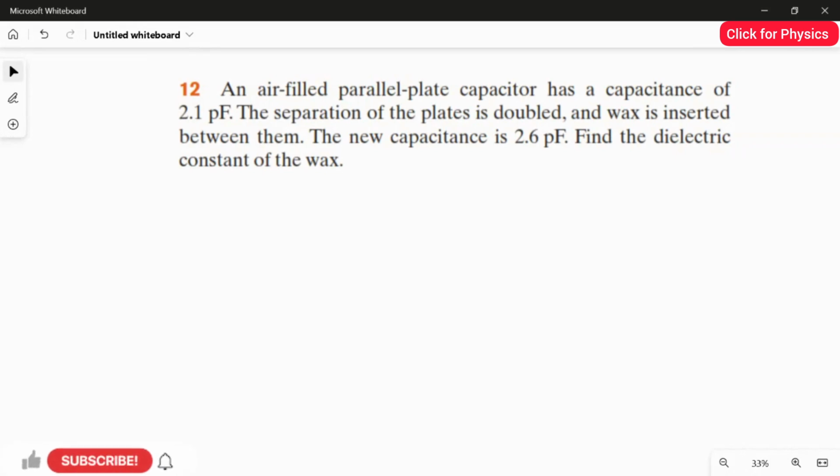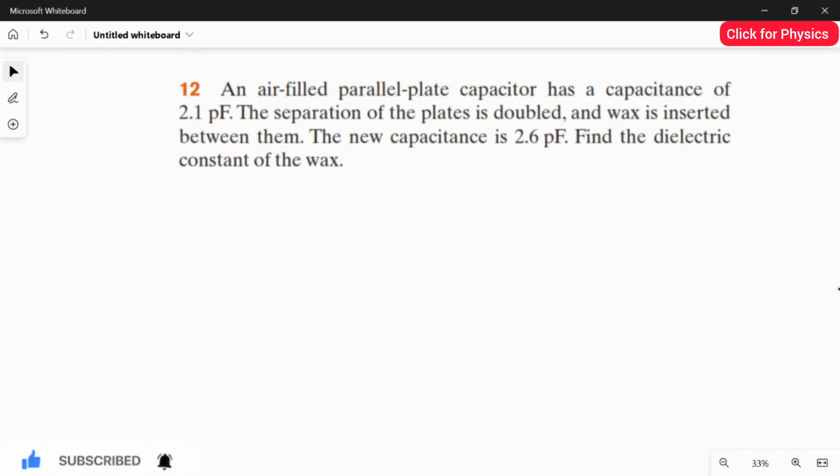So what is our final answer here? What is the dielectric value of the wax? Actually, the dielectric value of a material is a unitless value. There is no unit for that. Clear? So now we are going to find what the dielectric constant value for the wax should be. So better we can do one thing. We will draw the diagram. By that, we will get a clear idea.